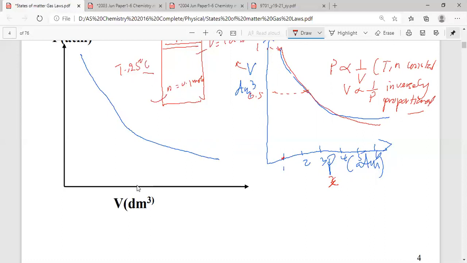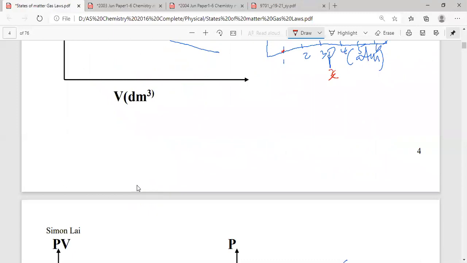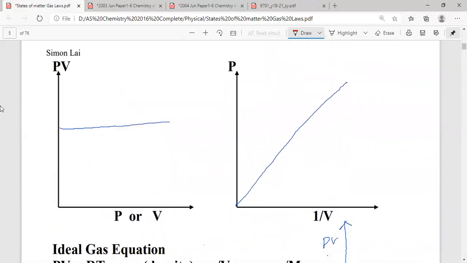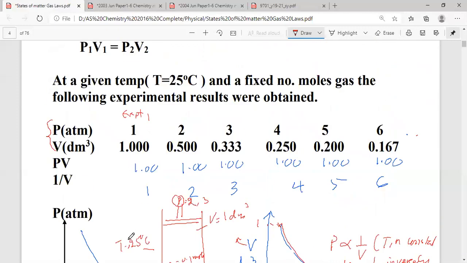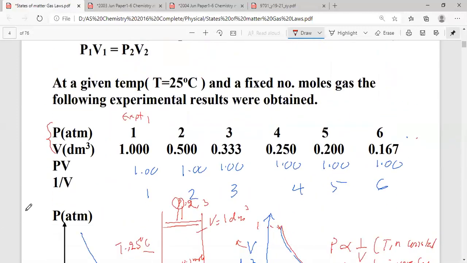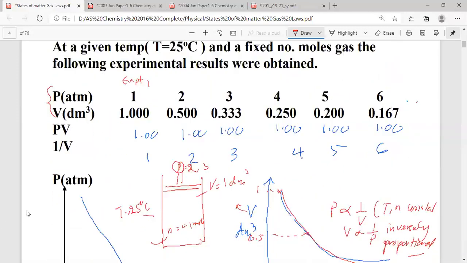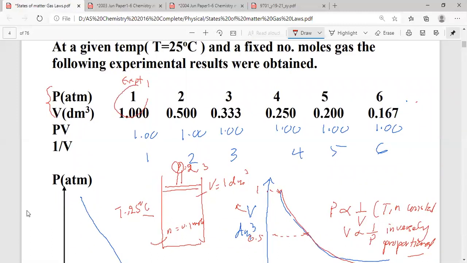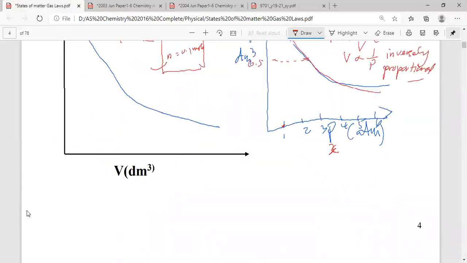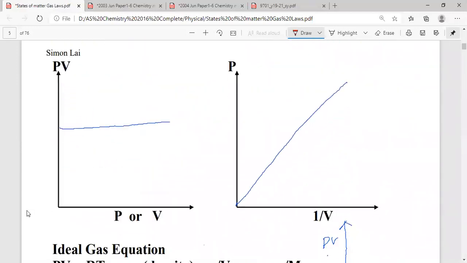Now they ask you to plot something, PV against P or V. So, going down here, this is the initial one. PV against P: 1 times 1 is 1, 2 times half is 1, 3 times 1 over 3 is 1. So they all give you a constant. That means if you plot PV against P, it will give a straight horizontal line that's parallel to your x-axis.